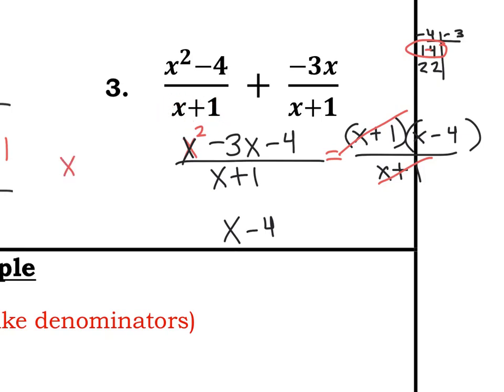So x plus 1 equals 0. Subtract 1 from both sides. When x equals negative 1, there is a domain restriction.